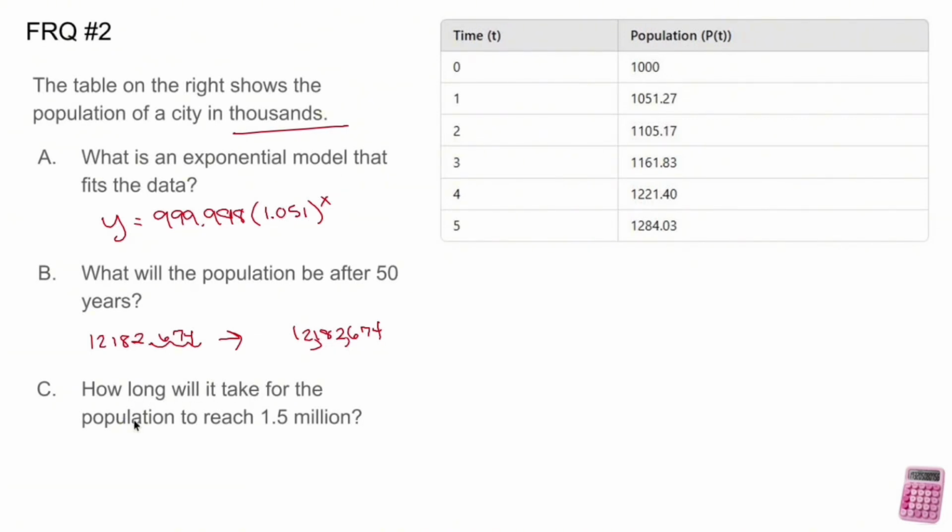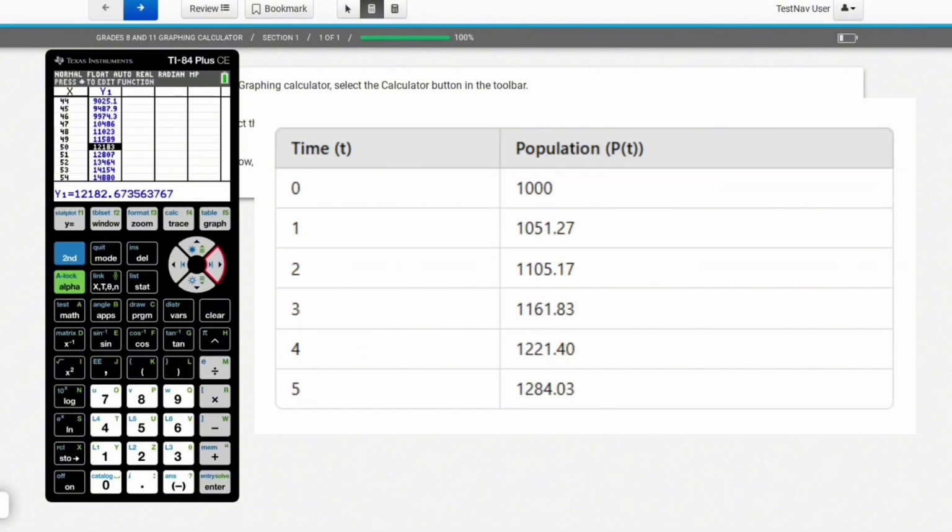How long will it take for the population to reach 1.5 million? Well, that's 1,500, according to this chart. So, we're kind of along the way, but I want to use my calculator to find out when I will hit this 1,500 or 1.5 million mark. So let's go and do that and see what happens. The last step is for me to find out how long it takes to get me to 1.5 million, which is 1,500.